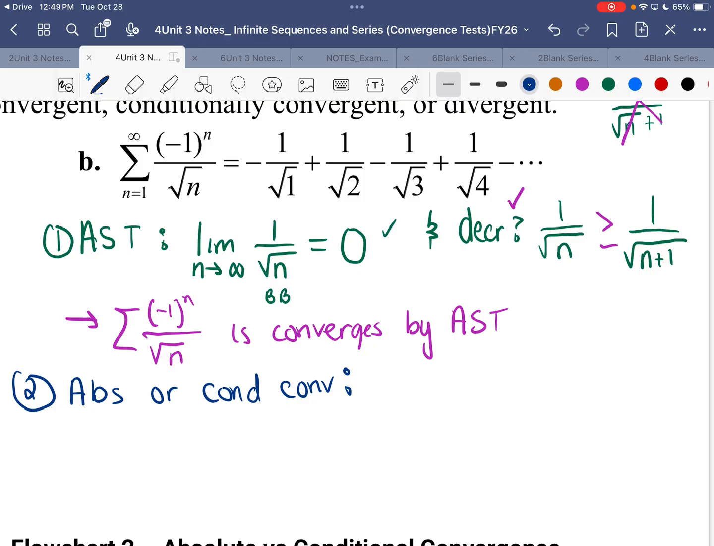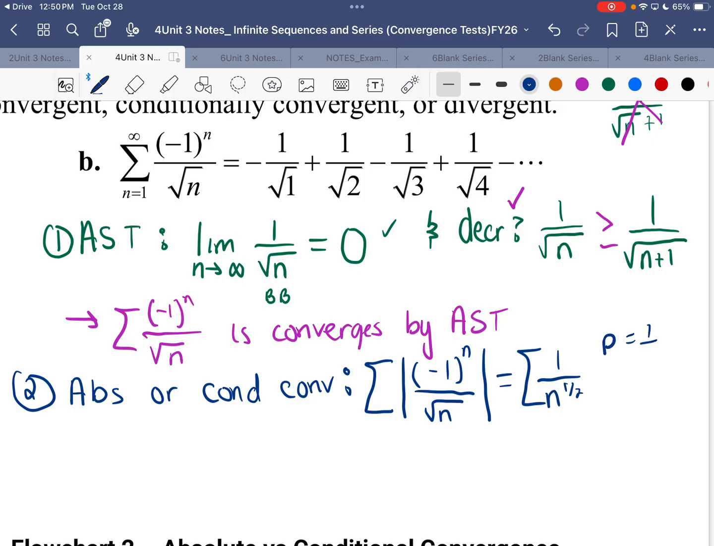In order to test if it's absolutely convergent or conditionally convergent, you have to take the absolute value of the original series, which is basically looking at the bn part, the part we've been taking the limit of and checking if it's decreasing. When I take the absolute value of the -1, we don't care, it's just 1. What kind of series test could you use to see if this is converging or diverging? P series. So p is equal to 1/2, which is small.